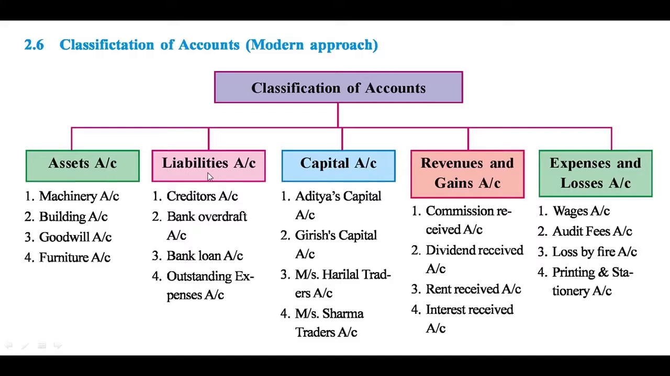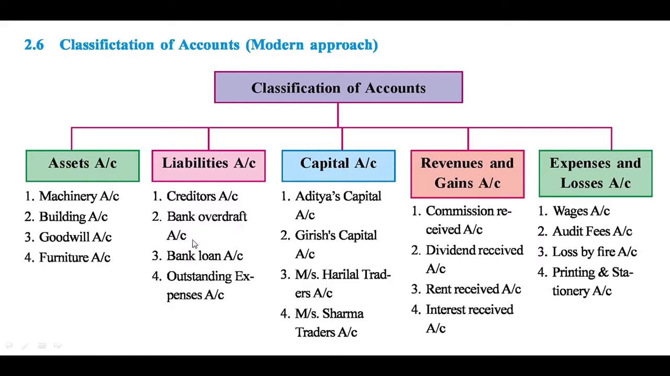Liability means the money or funds owed by the businessman to the third party. This is the amount payable by the businessman to the third party. Here first they have given the creditors account. These are the suppliers who supply the goods, commodities and services to the business on credit basis. So the businessman has to pay them in the future. So creditors are the suppliers.